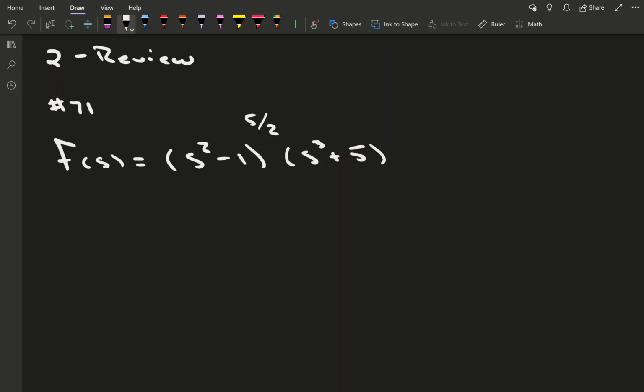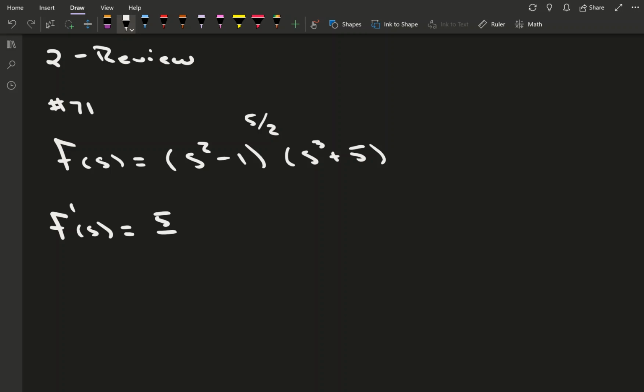Okay, this is number 71 from your review packet. They want us to find the derivative of (s squared minus 1) to the 5 halves times (s cubed plus 5). Okay, so this one is super fun because you have to factor out the least power. But before we do that, let's just find its derivative. And hopefully you notice that that's the point, it's a product rule with a chain rule embedded.